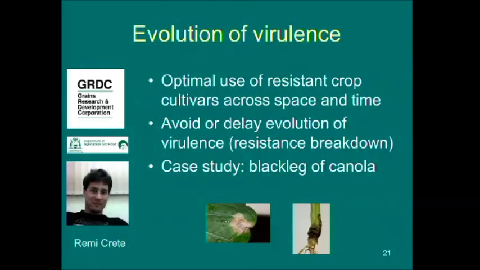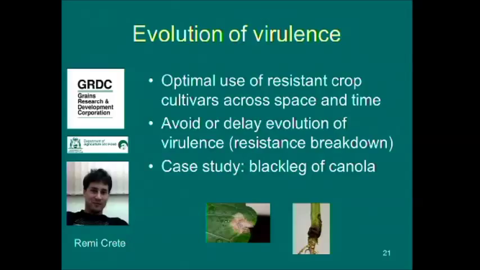So this is not about fungicides, but about the optimal use of resistant crop varieties across both space and time. GRDC is funding this, together with DAFWA and others across Australia. That's Remy, the postdoc who is the main person working on this project. The question is, can we use different rotation strategies and spatial deployment strategies to avoid or delay the evolution of virulence and the breakdown of resistance of varieties?